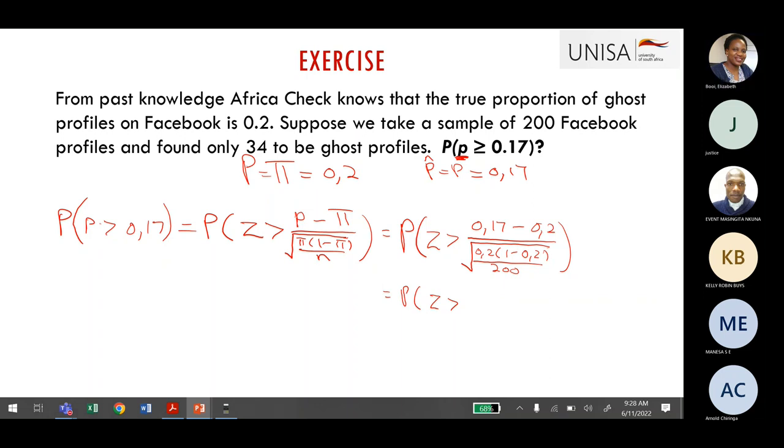0.17 minus 0.2 will be minus 0.03 and some zeros. And the bottom part will be divided by the square root, and I'm going to do the bottom part. It's 0.2 times, in brackets, 1 minus 0.2, close bracket, equals, and I get 0.16. Divide that by 200, and I get 0.0008. I'm not going to take the square root here. I'm going to put the actual value.